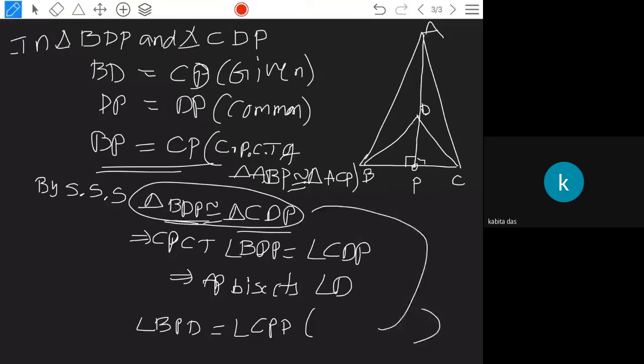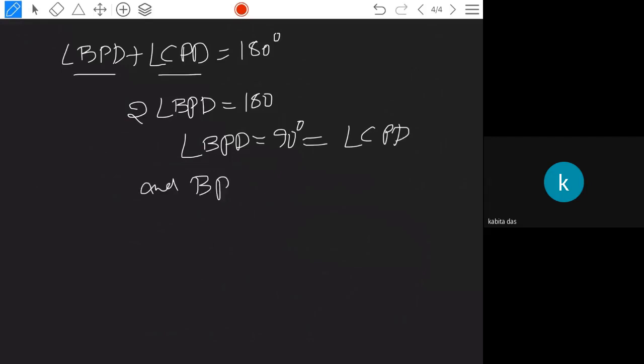Now both are equal angles and their sum will be equal to 180 degrees because it is a straight angle. So what do you have to write? Angle BPD plus angle CPD is equal to 180 degrees, and both are equal, say x. So 2 times angle BPD is equal to 180, and angle BPD is equal to 90 degrees. So angle CPD is also 90 degrees. Both are 90 degrees, and BP is equal to CP is proved.